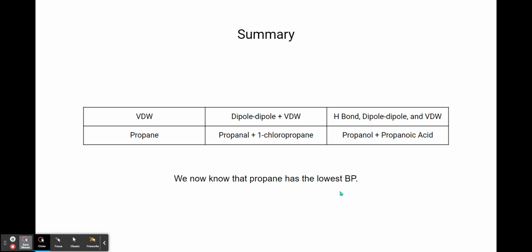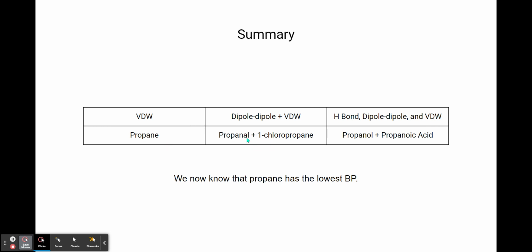To sum it all up, we are going to categorize the compounds that we are given into the type of intermolecular forces that can occur. So propane is the only compound which can only form van der Waals forces. So we know that propane has the lowest boiling point because if it's only capable of forming van der Waals forces, which is the weakest intermolecular force, then its boiling point will be relatively low.